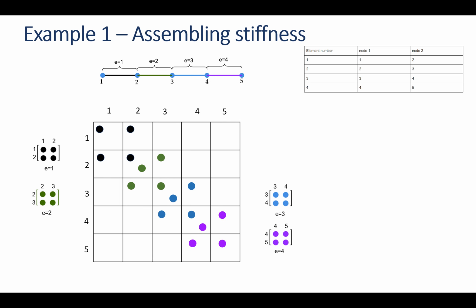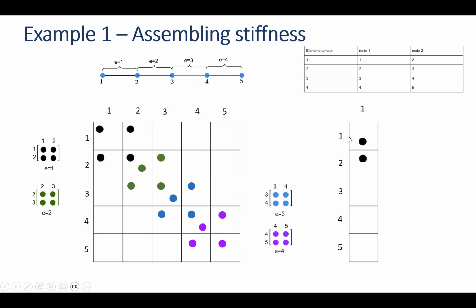Now, if you apply this to the numerical values, the procedure is the same. In a similar fashion, we assemble the element force vector into the global force vector. For element 1, 2 values go into row 1 and row 2, and for element 2, the 2 values go into row 2 and row 3, and so on.